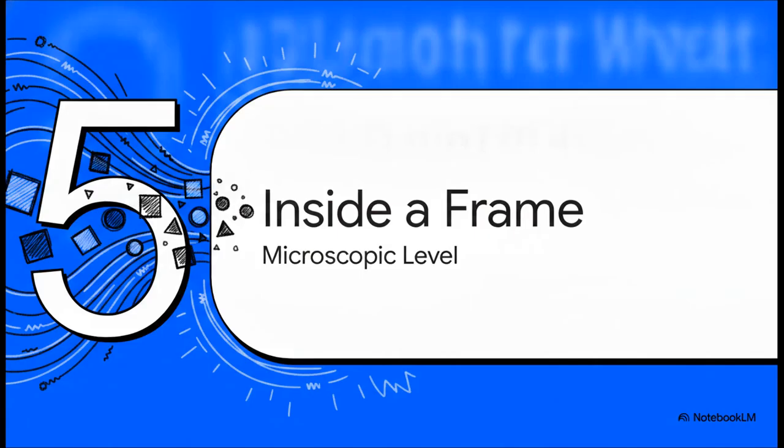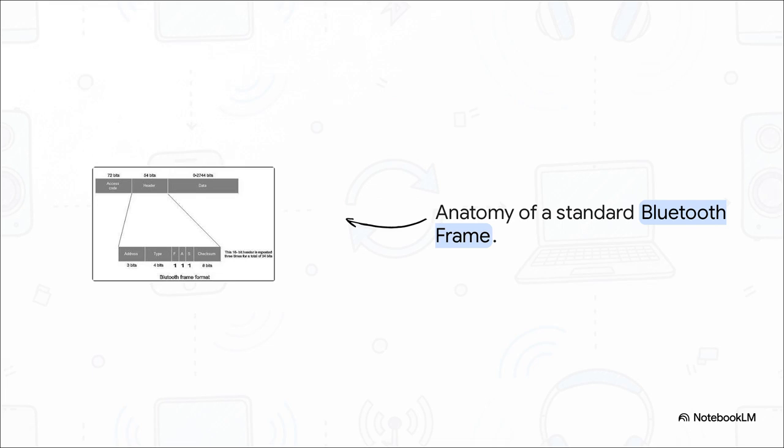And that brings us to section 5, inside a Bluetooth frame. We are now zooming all the way into the microscopic level to see what those physical radio waves are actually carrying through the air. This is the exact anatomy of the data flying around your room right now.